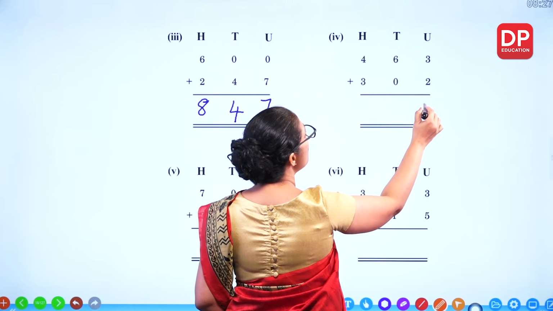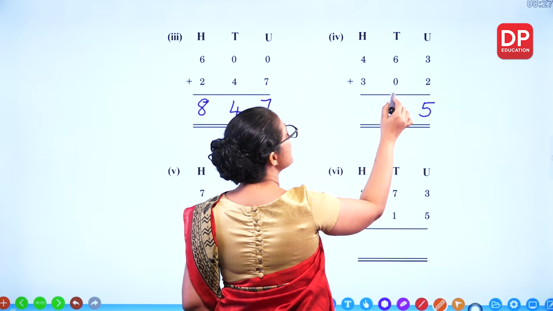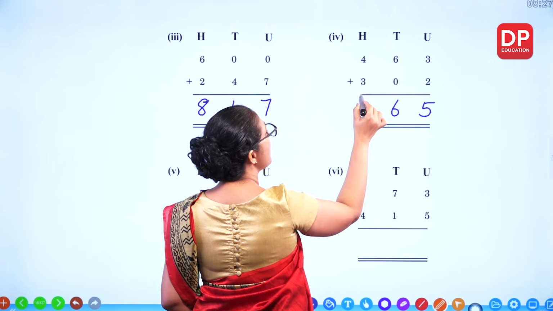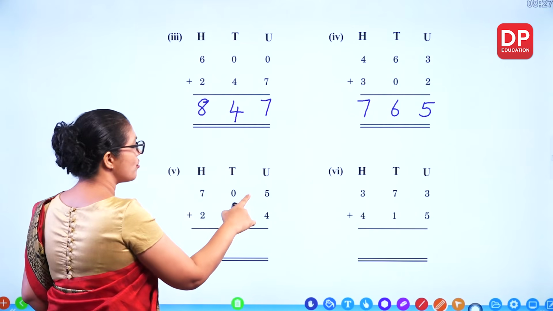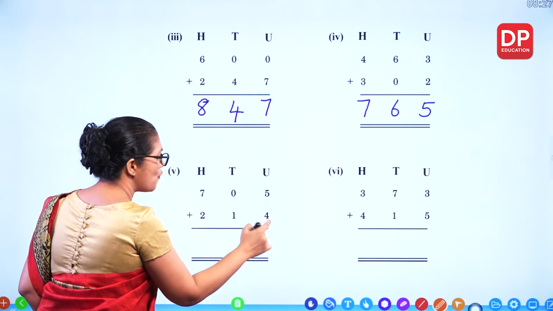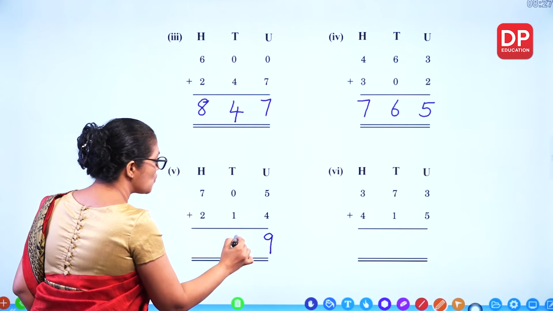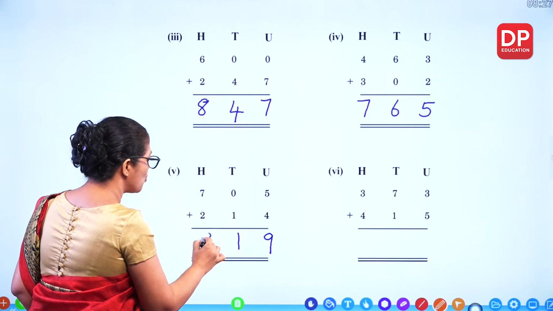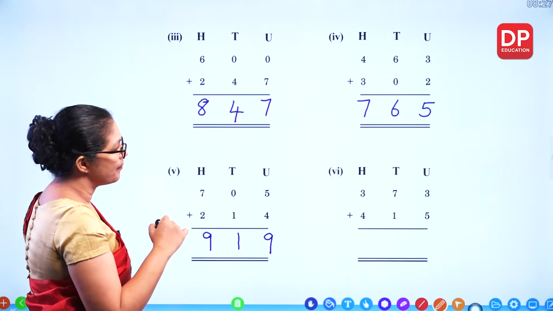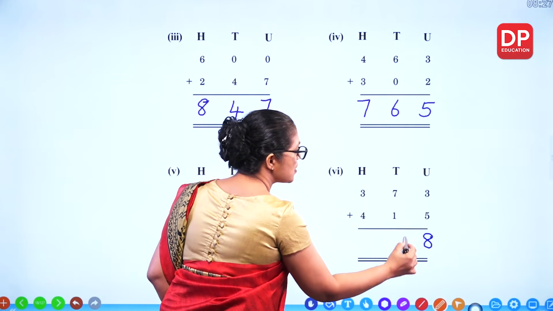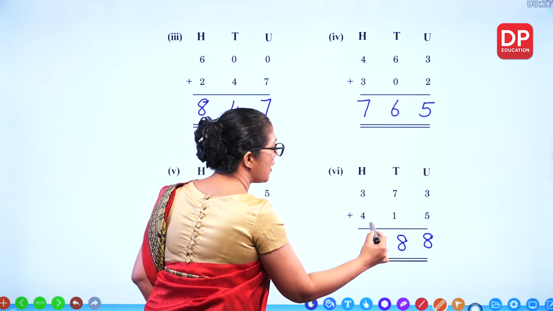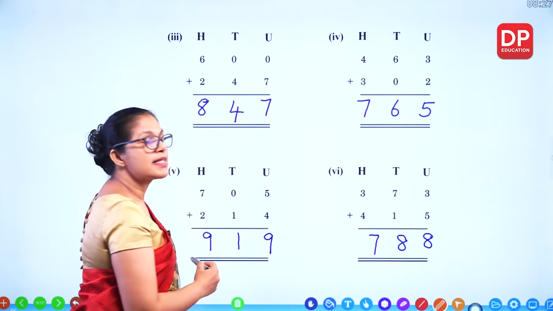3 plus 2, 5. 6 plus 0, 6. 4 plus 3, 7. Here also you get 1-digit numbers. 5 plus 4, 9. 0 plus 1, 1. 7 plus 2, 9. Here 3 plus 5, 8. 7 plus 1, 8. 4 plus 3, you get 7.